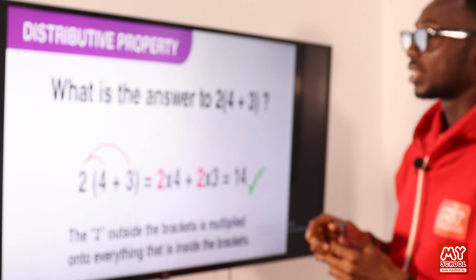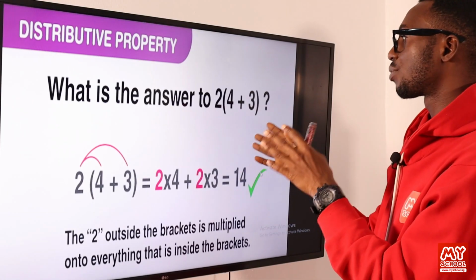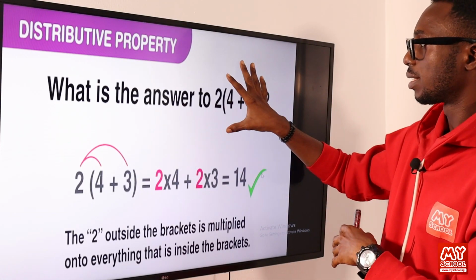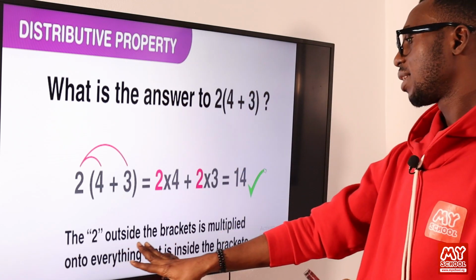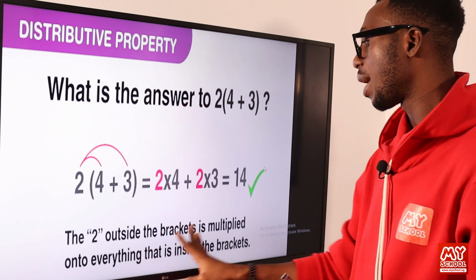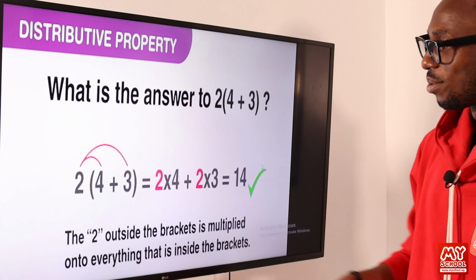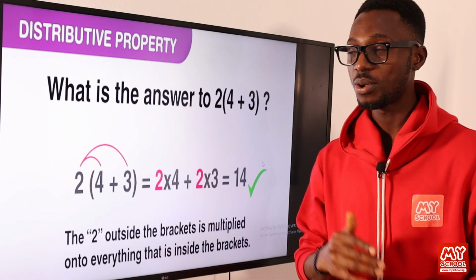Distributive properties still. So this is another example. What is the answer to this? Okay, you can see we're just trying to run a confirmation, just like what we did earlier. The 2 outside the bracket is multiplied onto everything inside the bracket. So we are trying to distribute multiplication over addition.